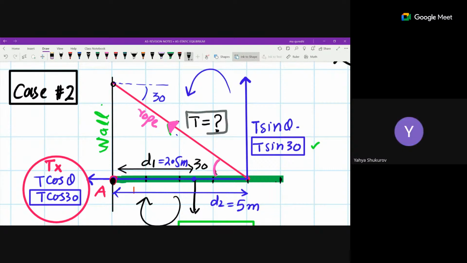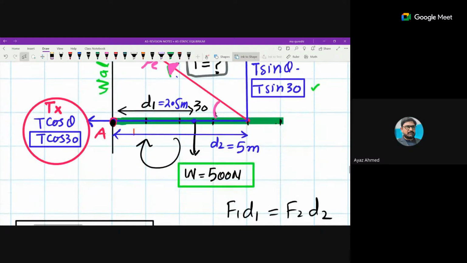Yes. So my immediate question is, if the rod has a weight of 500 Newton, it is acting at this point which I have mentioned. If I have not mentioned it, no problem at all. It will be at the center of this rod, because this is the center of gravity. This is a uniform rod, so for uniform rods, the center of gravity or weight acts at its center.